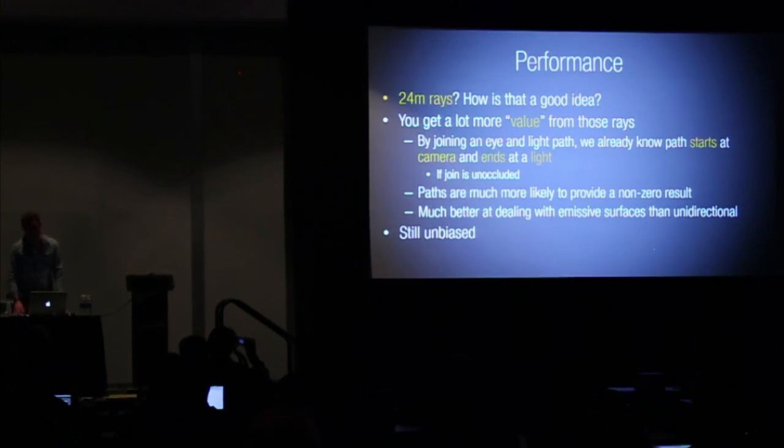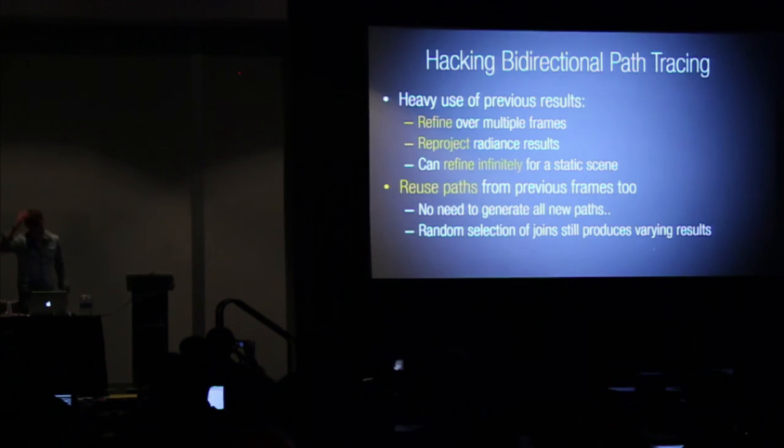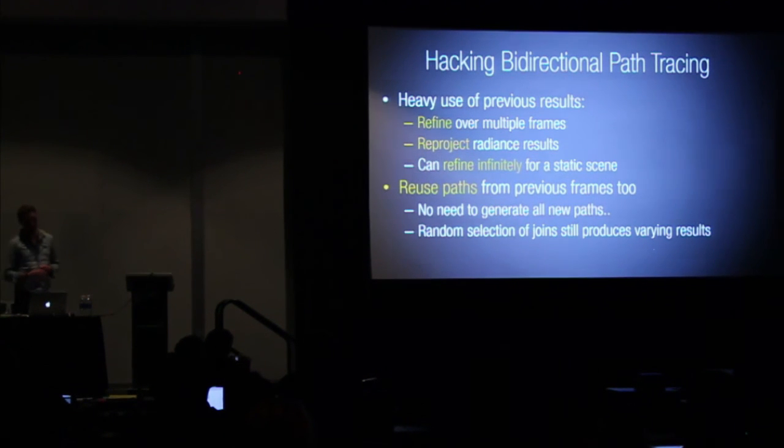The point is that while it seems like a lot of rays, you get a lot of value from them. You're more likely to end up with rays that actually accumulate something. So here's how I hacked it to make it actually work. Obviously, I use temporal reprojection, but the trick is that I didn't just reproject the results. I actually tried to reuse the paths.